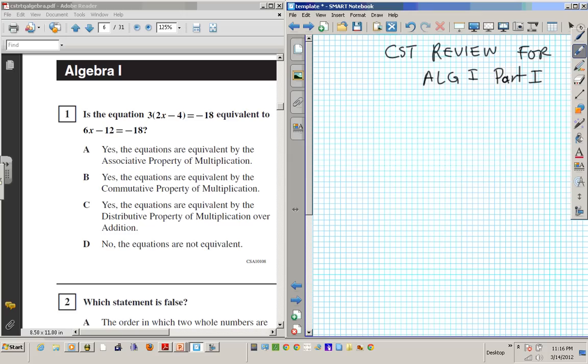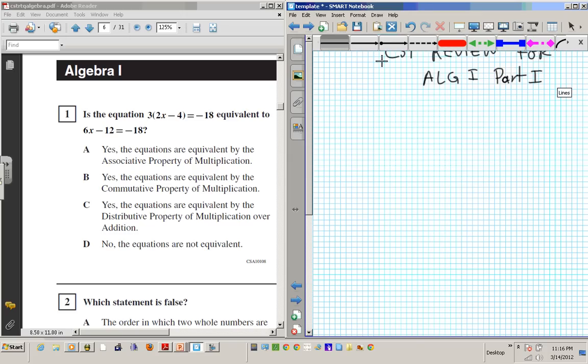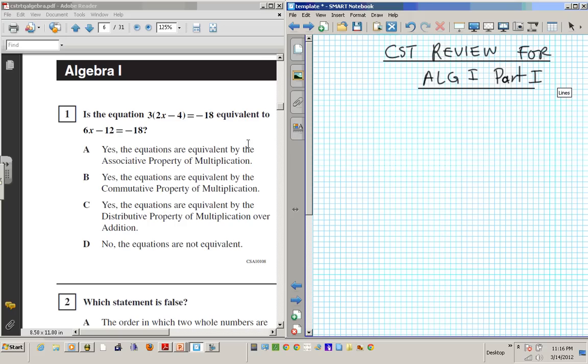Okay, so let's go ahead and start off by looking at number one. In number one, we're asked, is equation 3 times quantity 2x minus 4 equals negative 18 equivalent to 6x minus 12 equals negative 18? The options are yes, all yeses, and the last one is no, they're not equivalent.